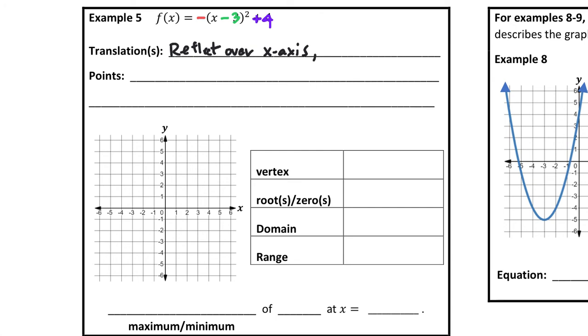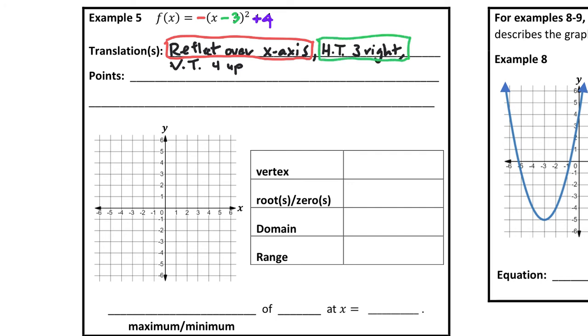The green means that there's a horizontal translation 3 to the right, and there is a vertical translation 4 up. So I have the reflection over the x-axis, which is this red part that I colored in the equation. Then there's a horizontal translation to the right, 3 units, and a vertical translation 4 units up.